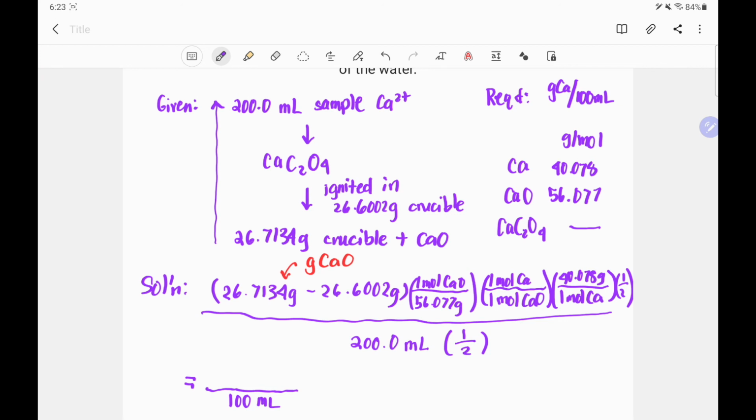Instead, I will just calculate the numerator separately. So that's 26.7134 minus 26.6002, multiply the result by 40.078, divided by 2 and divided by 56.077. The answer is 0.04045 grams of calcium.